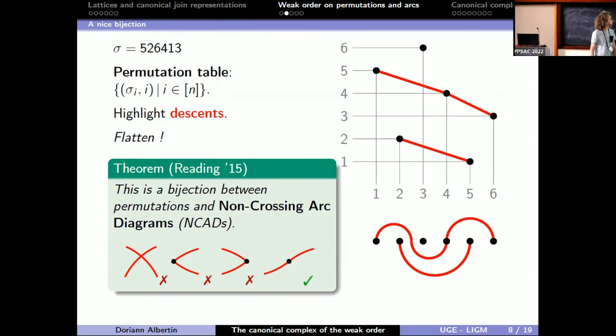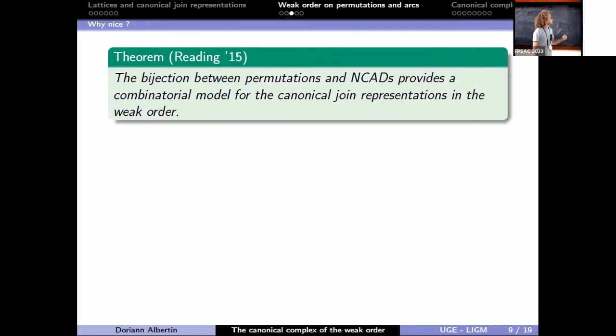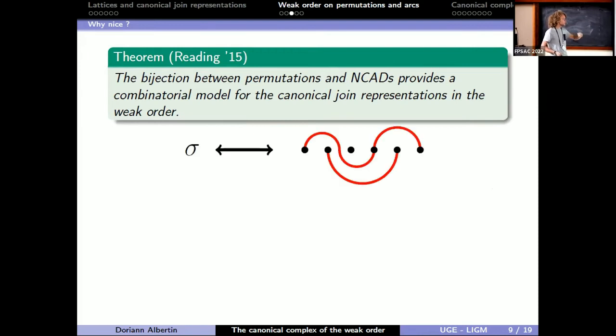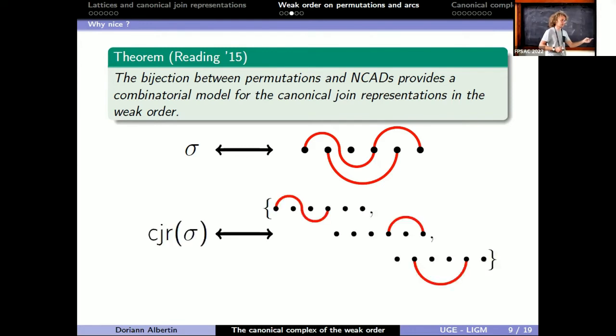The others are. Now, I said this bijection is nice. Okay, it's nice looking, but why is it nice? It is nice because it completely trivializes the idea of canonical join representations in the right weak order. I explain. So if you replace all permutations in your lattice by these non-crossing arc diagrams, then the canonical join representation of this diagram is just going to be the set of one-arc diagrams for each arc of this diagram. So you just have to separate these arcs from one another.